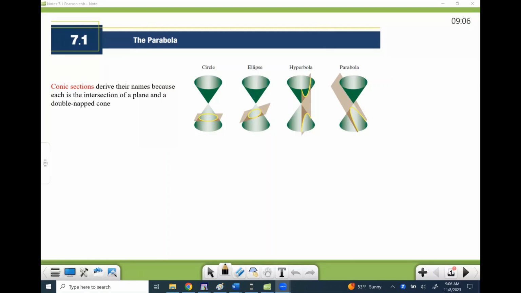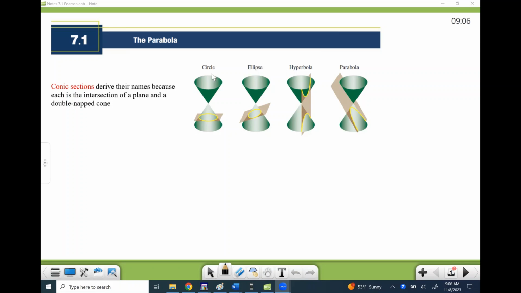So we are going to go ahead and start chapter 7. We're going to do 7.1 through 7.3. I'm not going to do the other sections. It looks like there's 7.4 and that's it. Okay, so in these sections, we're going to talk about what's called conic sections.